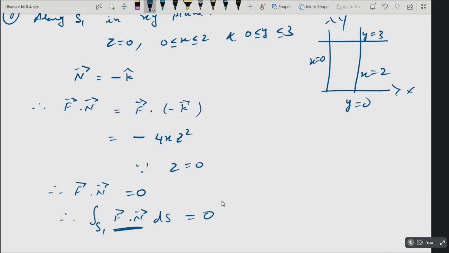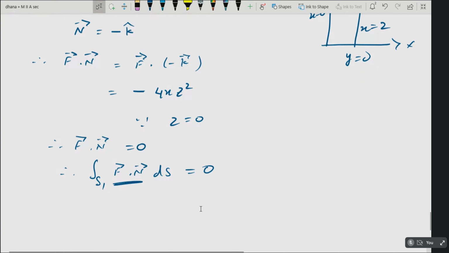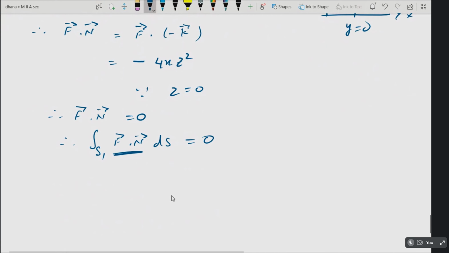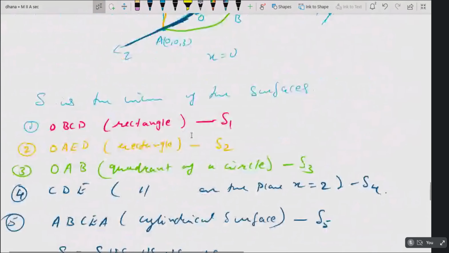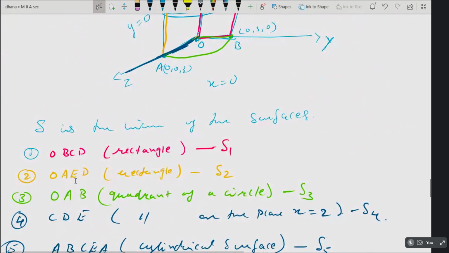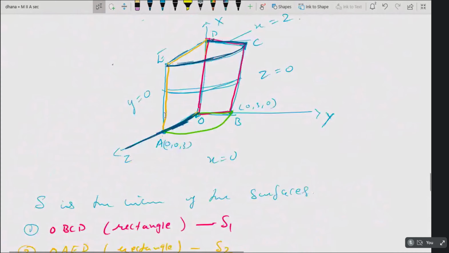Yeah. So let me quickly complete this. Hope this is understood. The value of this integral on S1 is 0. Similarly, let us go along S2. S2 means which plane? S2 is the XZ plane. So in the XZ plane, your y value will be equal to 0.